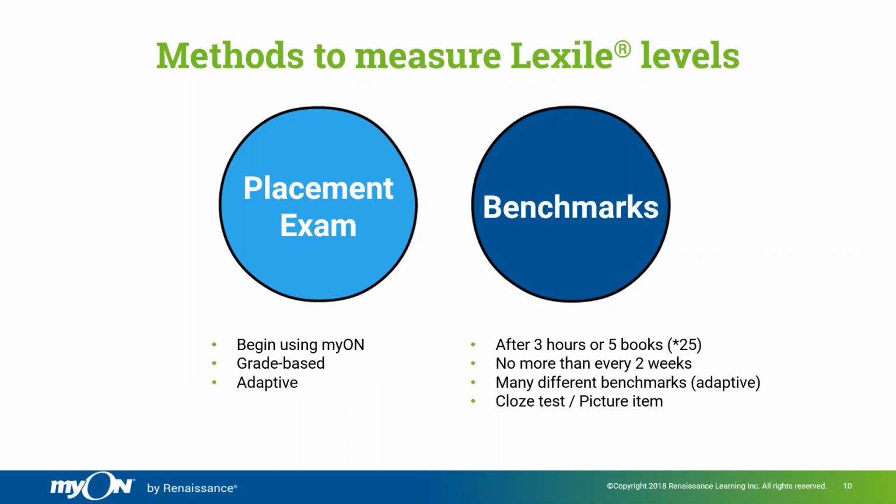So this is where the benchmarks come in. Now, these benchmarks are going to be for the students after they have completed 3 hours of reading on myON, or they have completed 5 books from beginning to end, whichever one comes first. But don't worry if you get students that are logging into myON every day and are doing a lot of reading, they're not going to be tested any more than every 2 weeks. So maximum would be 2 every month, because of course we don't want to over test students.